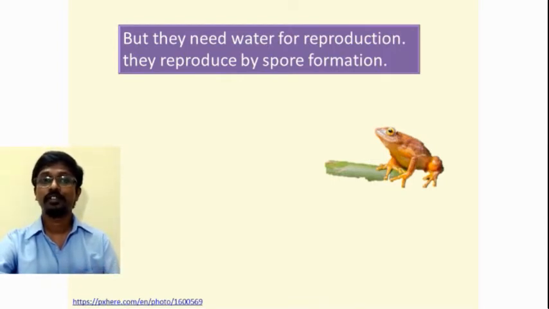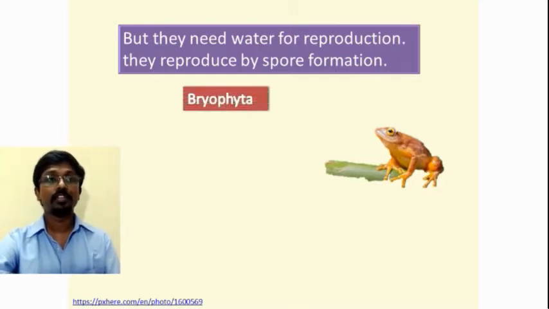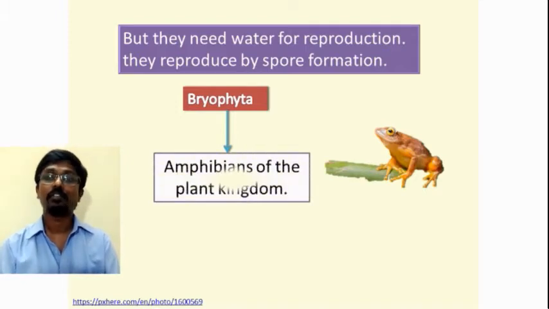Frog? It's an amphibian, right? Because it lives on water as well as on land. So Bryophyta, because they require water for reproduction and the soil for growth, are called amphibians of the plant kingdom. Is it clear? Any doubt? Then you can replay the video and watch it.